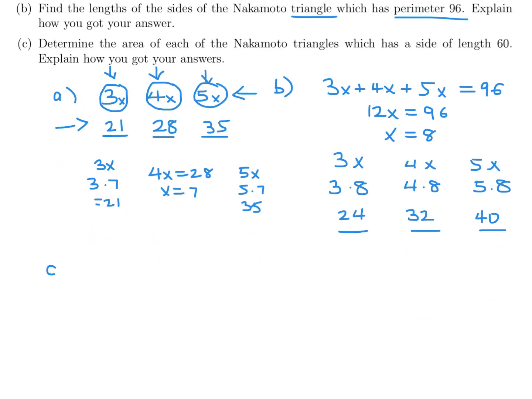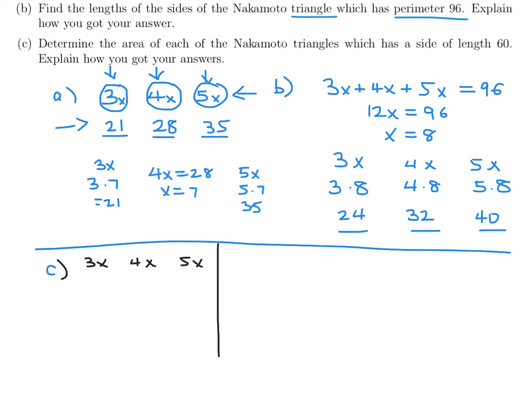And part C. Determine the area of each of the Nakamoto triangles, which has a side length of 60. All right, so it's very similar. The side lengths are 3x, 4x, and 5x, right? So we're going to have 3 scenarios because we are not told which side length is 60. We're just told a side length is 60.